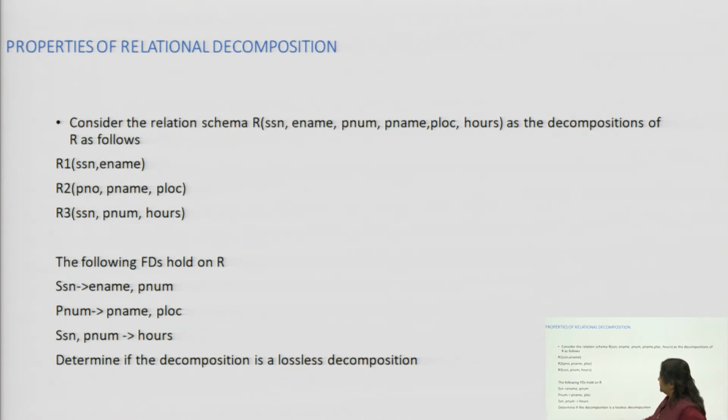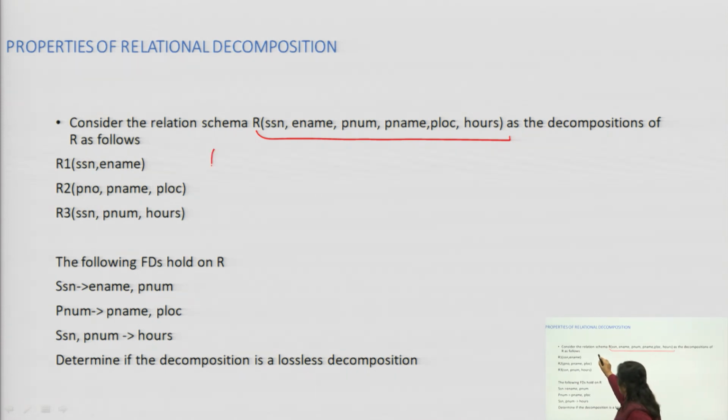Let us take up another example. Here we have this as the original relation, these are the decompositions, and these are the functional dependencies in the original relation. We need to check for a lossless or a lossy decomposition. So, let us quickly do it.